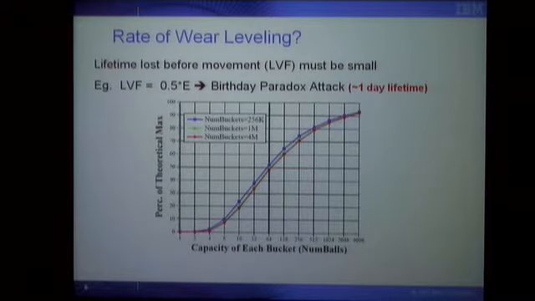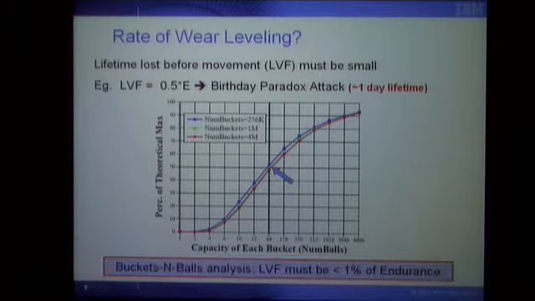So we need to not lose too much of a lifetime before the line gets relocated. So the LVF should be small. And we did some theoretical analysis, and we found out that to ensure at least half of the theoretical maximum lifetime, before a line gets moved, it should not lose more than 1/64th of its lifetime.